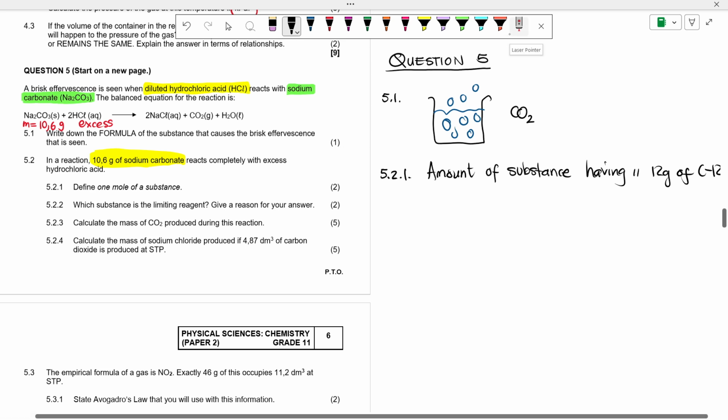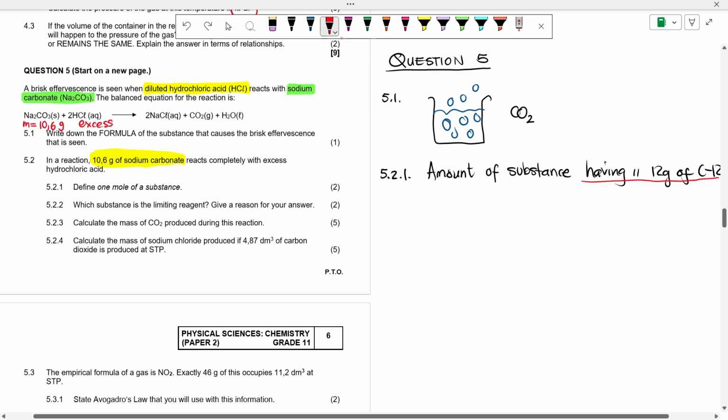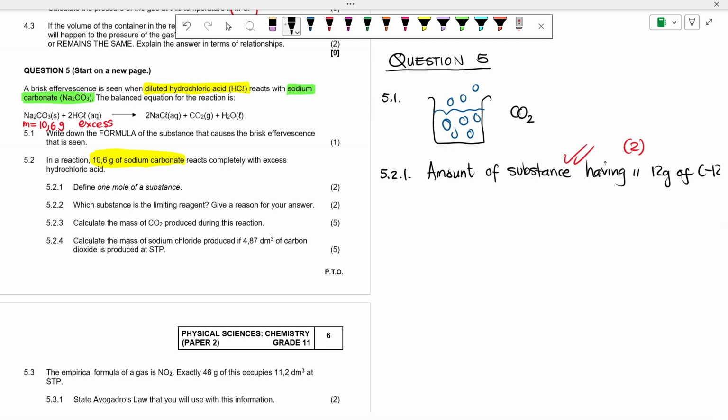If you miss the having exactly the same molecules as 12 grams of carbon 12, then you might lose 1 mark. Oh, in grade 11 especially, you lose all the 2 marks if you miss something that is important. So amount of substance is important. Having the same number of particles or molecules as 12 grams of carbon 12 is equally important. So you get 2 marks if you mention those 2 points. Okay. Then 5.2.2.